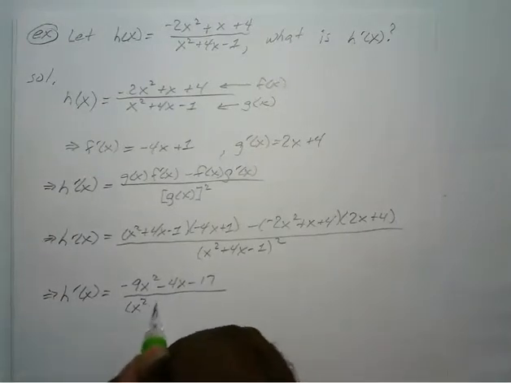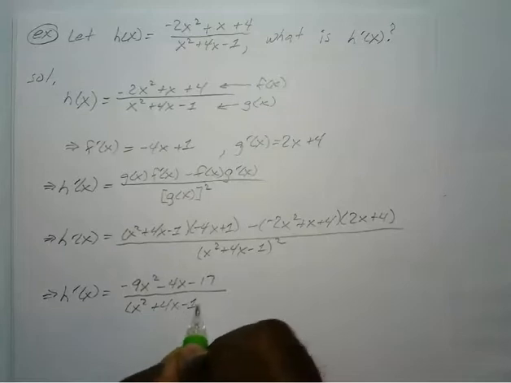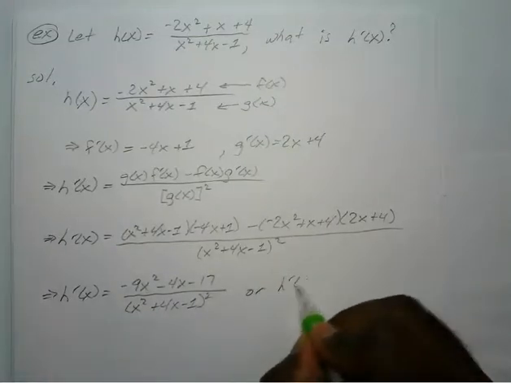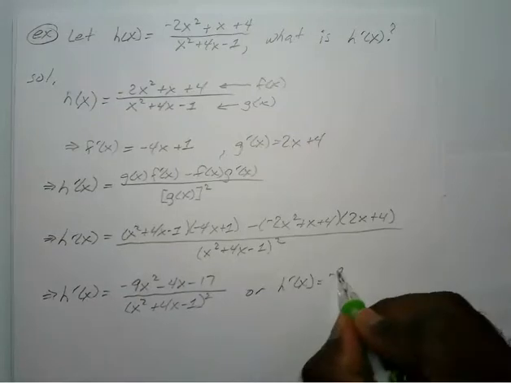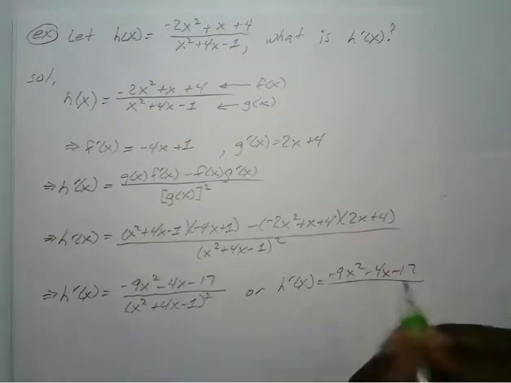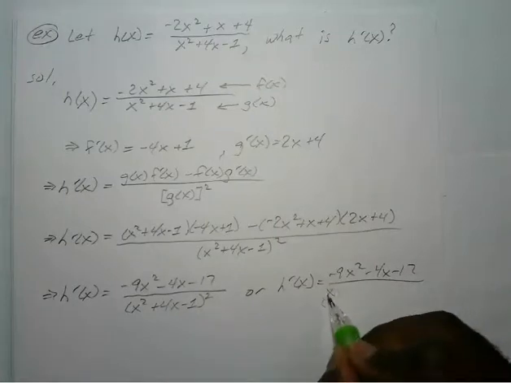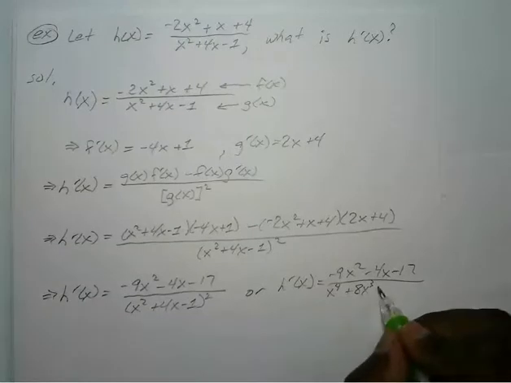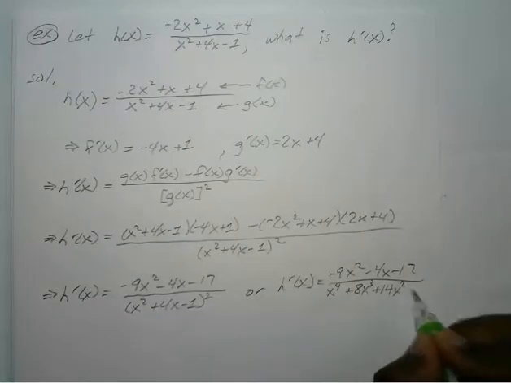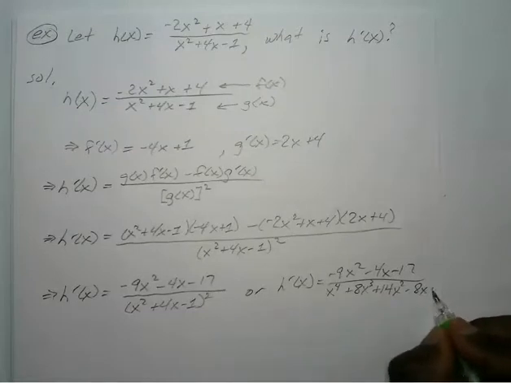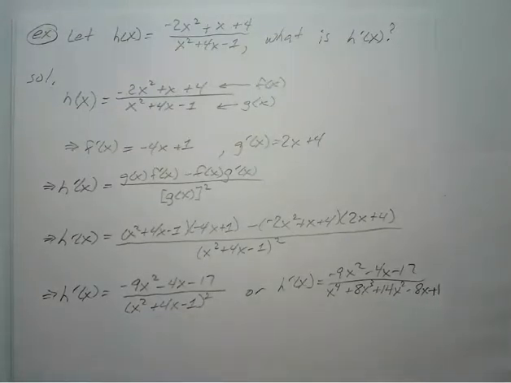So h prime of x is equal to negative 9x squared minus 4x minus 17 all over x to the 4th power plus 8x to the 3rd plus 14x squared minus 8x plus 1, if you expand that out and go through all of the work.